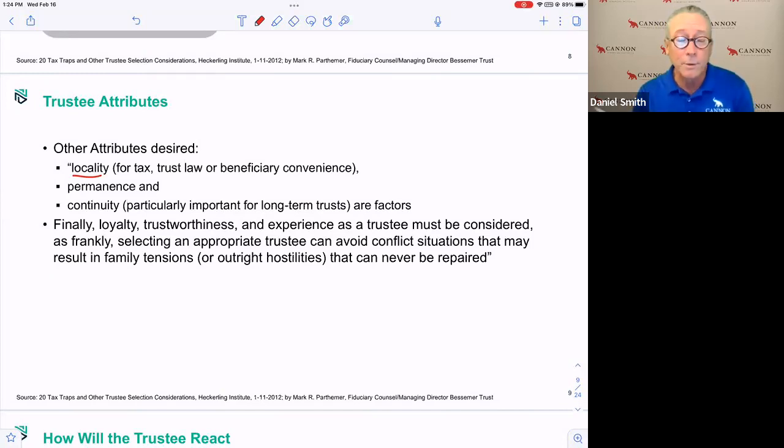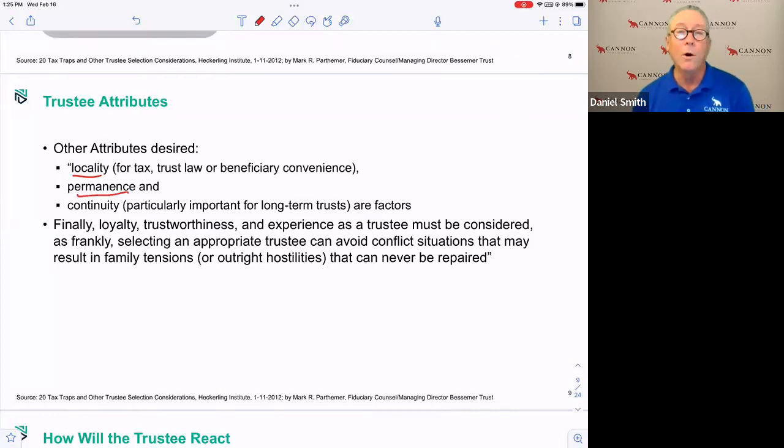Even just an estate settlement period usually takes about a 2-year period of time. You can imagine a trust that's in an ongoing state. That is a huge, huge investment of time. So that locality for trust, for tax law, for beneficiary convenience, for even communication, those kinds of things, it can be really, really useful. Secondly, permanence.